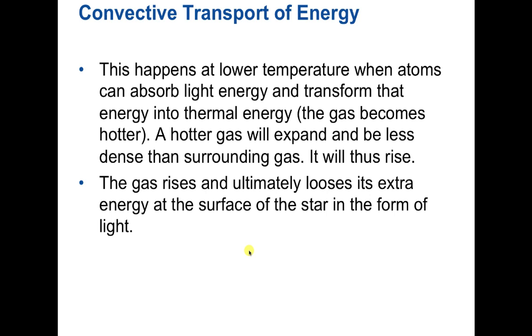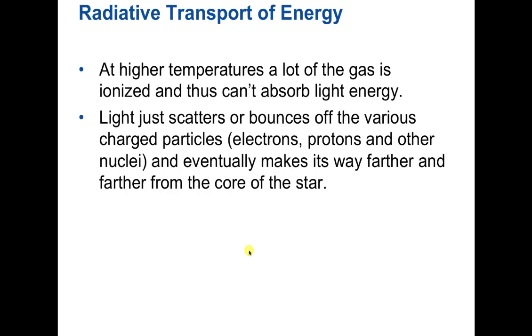And those atoms can absorb light energy. That energy kind of gets trapped inside the atoms. The atoms travel upward, in a sense, away from the center of the star, and they ultimately lose their energy at higher levels near the surface. They emit the energy in the form of light.